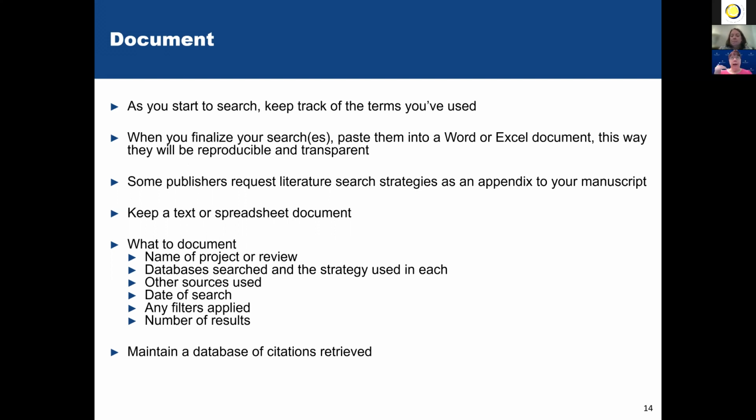Embase allows you to export. CINAHL, you can email yourself your search history, and then you can copy it into a Word document. And it's really important because some publishers are going to request a literature search. If you're publishing a systematic review, they may say, we need at least one of your search strategies in its appendix, because systematic reviews are supposed to be replicable.